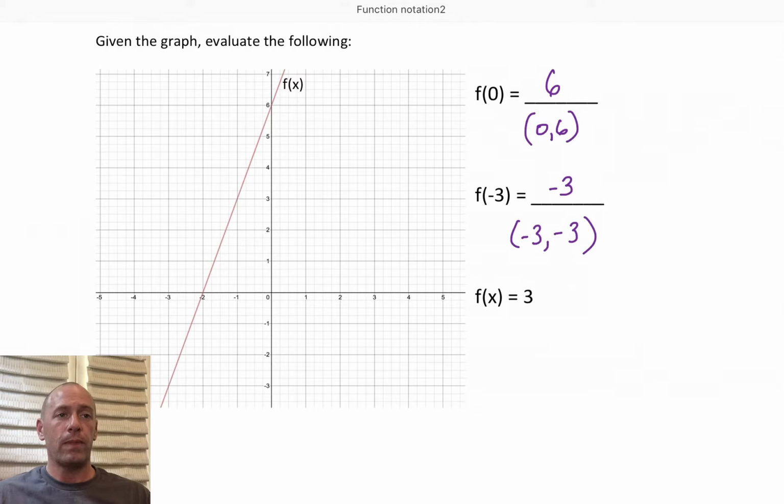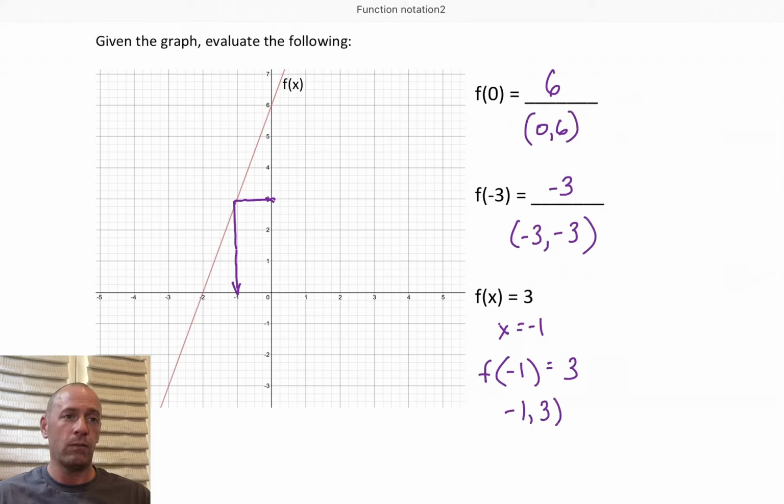Last question, f of x equals 3. This time we know the output, or we know the y value, and we're trying to figure out the x value that led to it. So we go up to y equals 3, see where it hits the graph, and we look for the corresponding value of x. In this case, it's -1. Written in function notation, we would say f of -1 is equal to 3. As an ordered pair, it would be -1, 3.